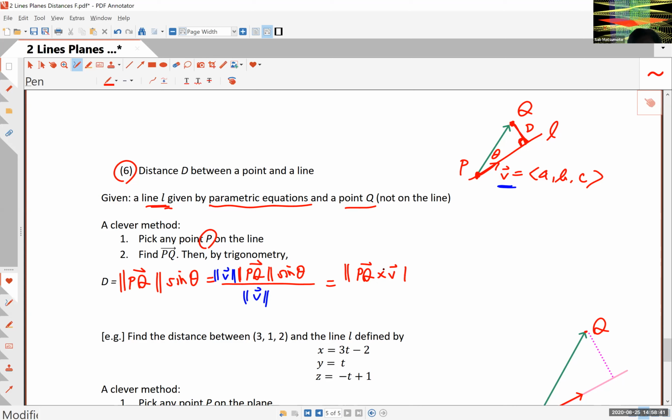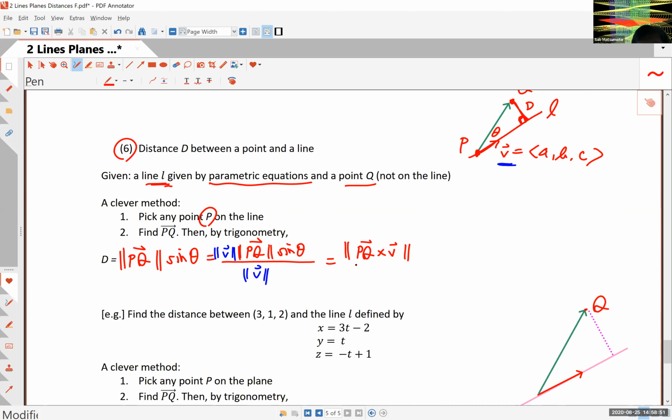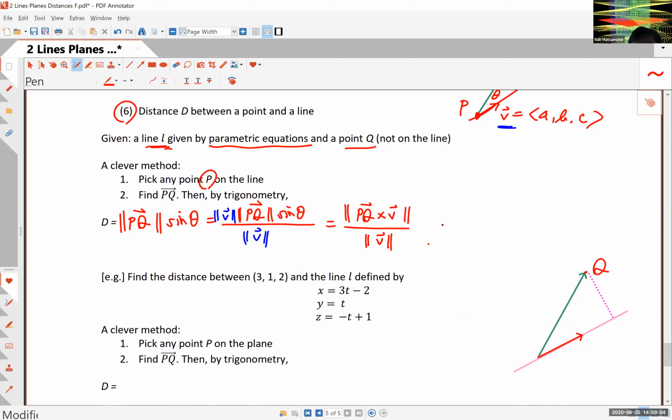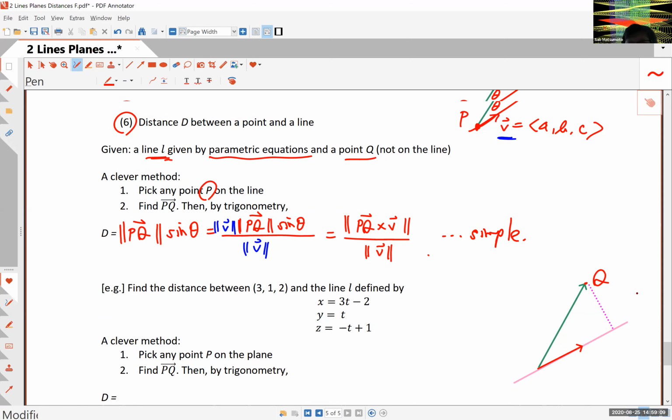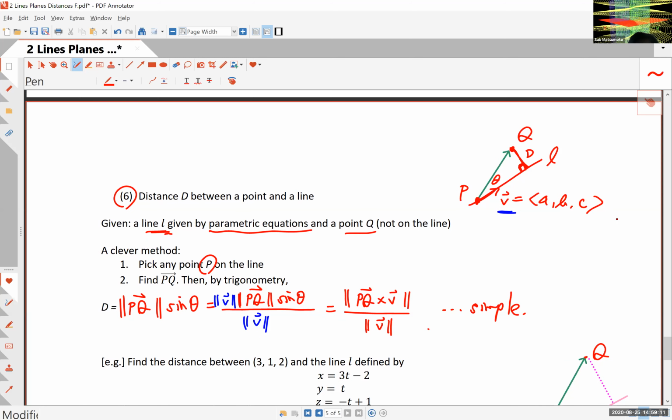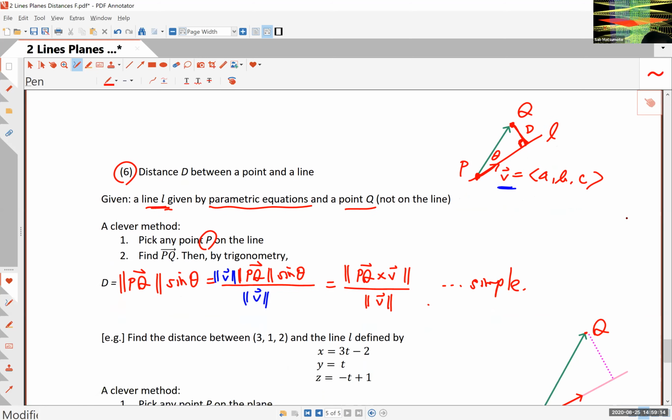Now, you can write this as V cross PQ or PQ cross V. You know these are not equal to each other. One is the opposite. But since we are taking the norm of that cross product, it doesn't matter if you write PQ cross V or V cross PQ. The denominator is simply the norm of V, okay? Probably you will have the square root on both the top and the bottom this time, but that's okay. Very simple. And this will help you find the distance between a point, not on the line, and the line.